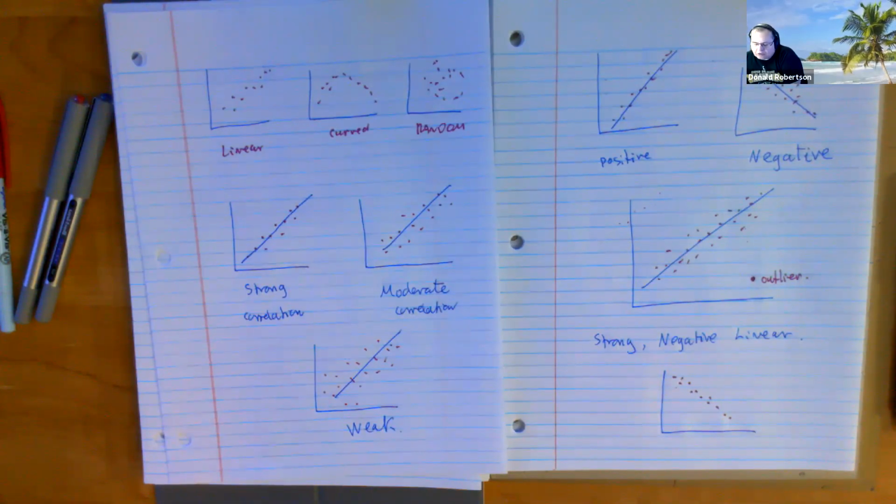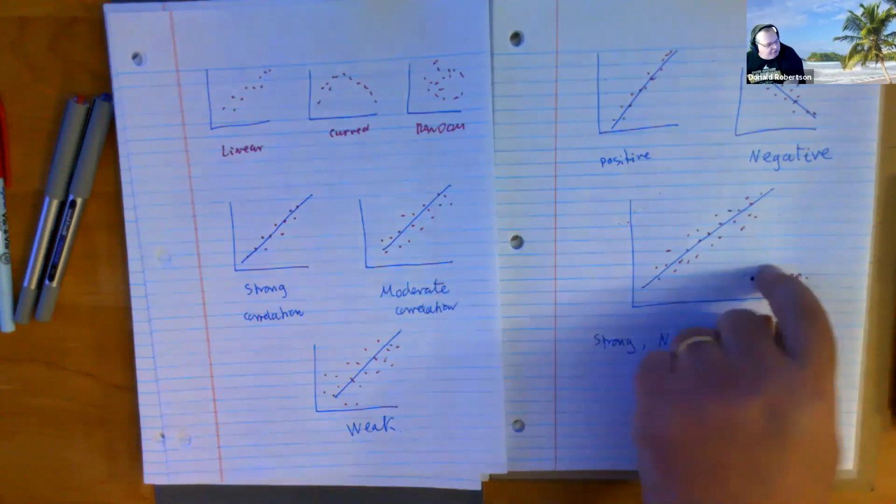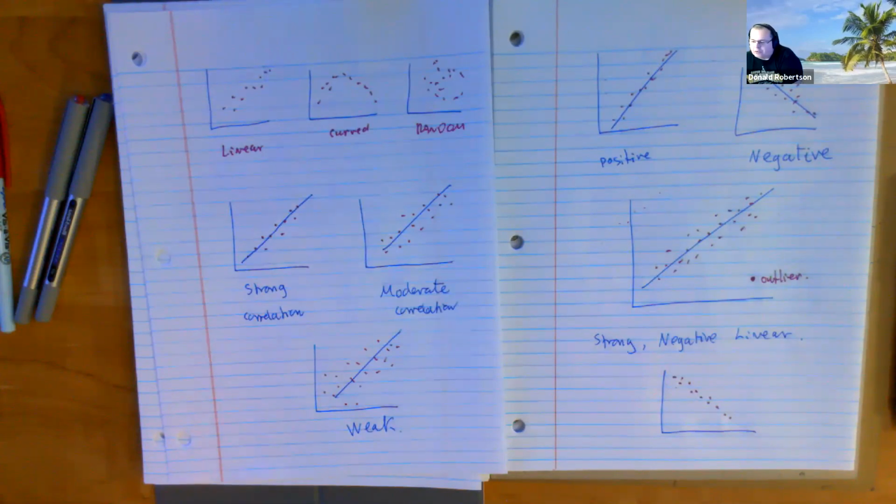So you'll be given very simple questions like, here's a picture. Is it positive? Is it negative? Is it strong? Is it weak? You probably won't be asked if it's linear because all the questions are going to be linear for the most part. I don't think they mention outliers, which is a pity because it's a good thing to know, so I've told you anyway.